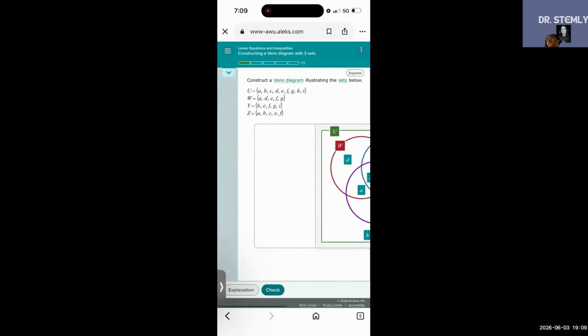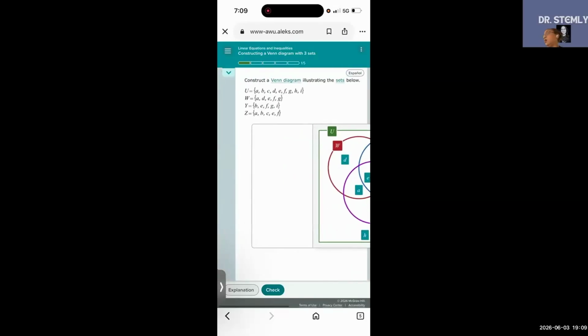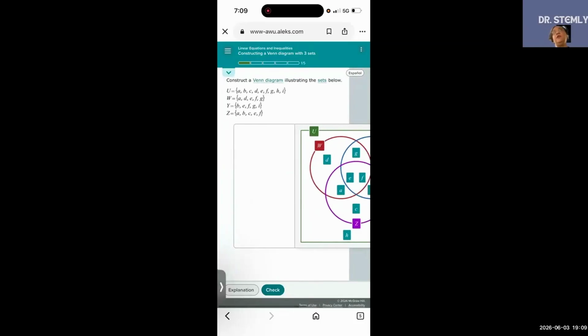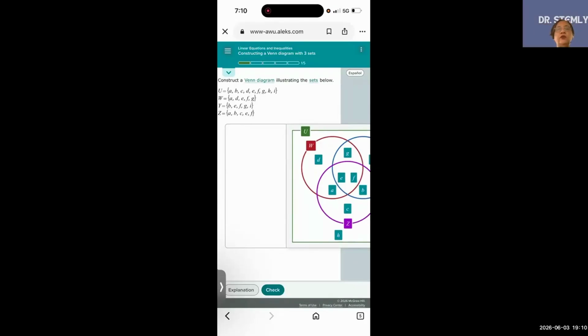Now, what I would recommend when you're doing problems like this is to write them down. Anytime that you keep getting it wrong and you're spending more than 20 minutes on one problem or one topic, make sure you write it down so you don't make the same mistake. I would write the W, the Y, the Z so you can cross them off. Use the big square. So U has everything in it.